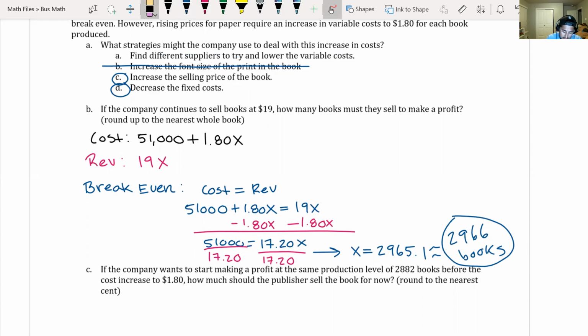And while I took a small break, I went back and found out that, yes, A is correct and D is not correct. Because apparently we can't change fixed costs, even though I don't believe that, because we could always choose a different marketer, a different delivery company, anything like that. But sure, we can find different suppliers to try and lower the variable costs.